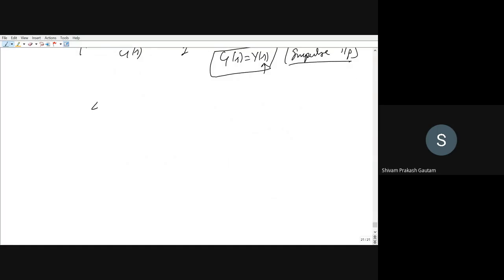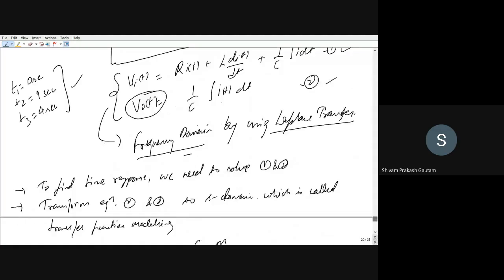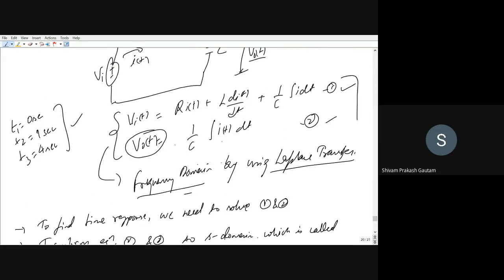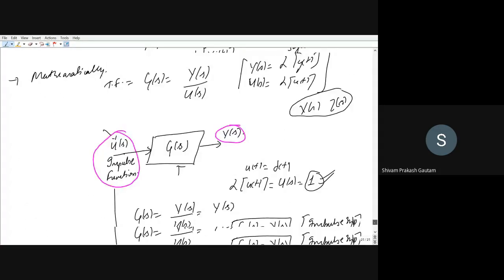Next we will see the steps to find the transfer function. What are the different steps involved in finding the transfer function? Step number 1, find the model equation. This you can find; we have already done it for our electrical case. This is our model equation. Equations number 1 and 2 are our model equation. This is our step number 1.